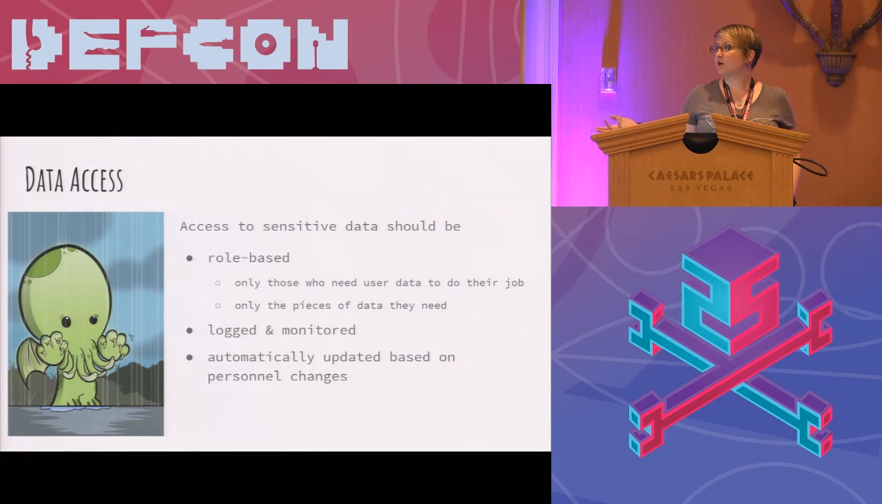Now, I mentioned we're going to talk more about data access. So access to sensitive data, again, some of this is obvious. It should be role-based, so people who need the data to do their jobs are the only ones who have access to it. If they don't need it, tell them they don't need it. Because I want it or because I think it might help me is not a reason. Only those who need the data to do their jobs should have access to it. And then again, back to the partitioning thing, they should only have access to the data that they need.